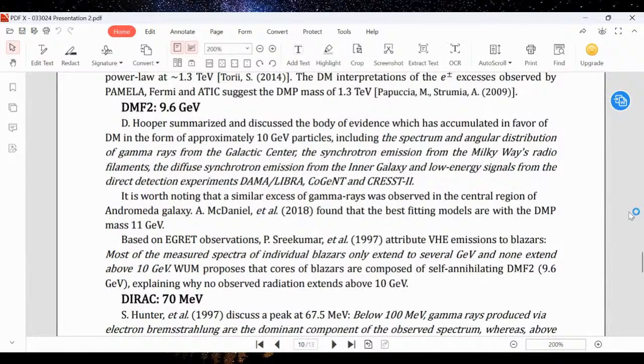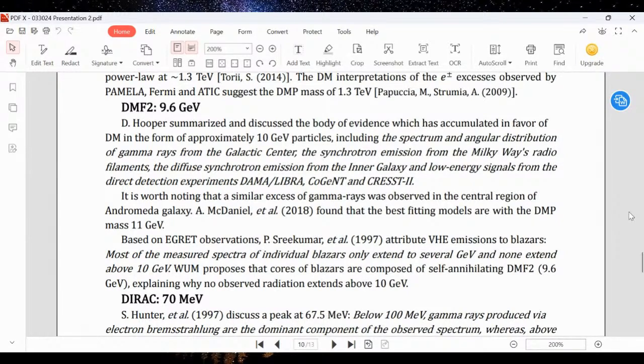DMF2, 9.6 giga-electron volts. Hooper summarized and discussed the body of evidence which has accumulated in favor of dark matter in the form of approximately 10 giga-electron volt particles, including the spectrum and angular distribution of gamma rays from the galactic center, the synchrotron emission from the Milky Way's radio filaments, the diffuse synchrotron emission from the inner galaxy, and lower energy signals from the direct detection experiments DAMA, LIBRA, CoGeNT, and CRESST-2.